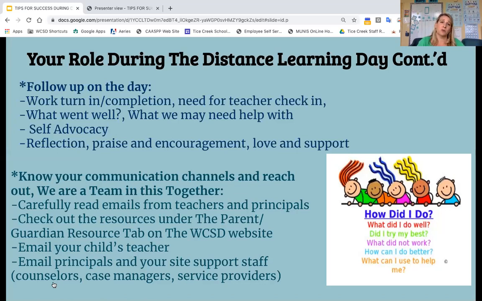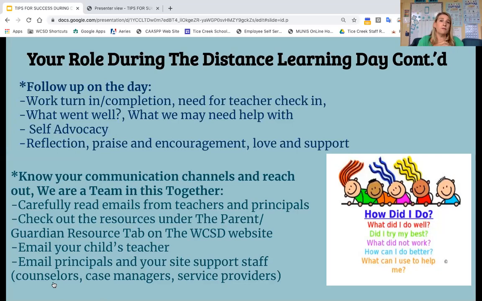We have a lot of resources on the school district website for checking out on the parent guardian tab. We have some great district office administration who've been putting up some amazing things. This will become part of that program as well, and we hope to be adding more as we go on too.